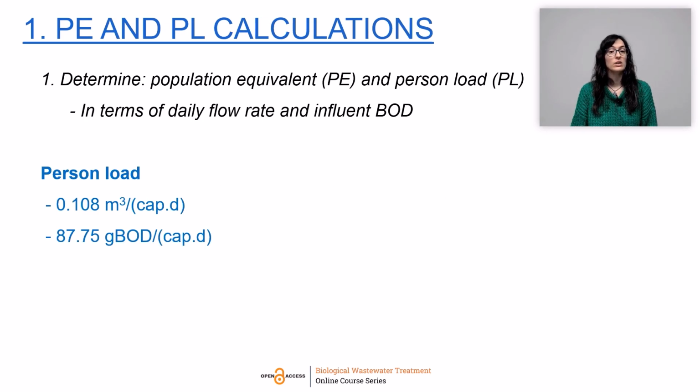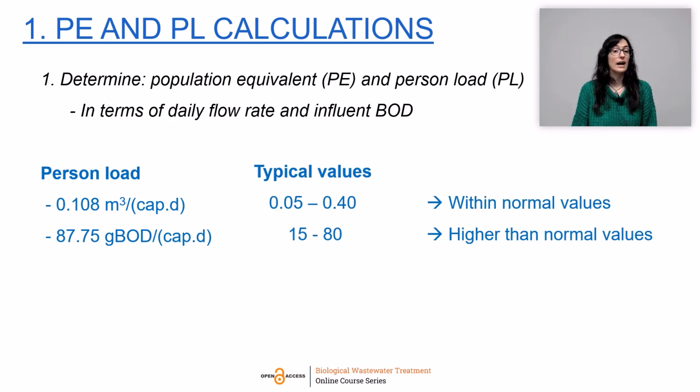So, to sum up, to answer this first question, we have determined on the one hand what is the person load in terms of flow and in terms of BOD. And if we compare the calculated values with the typical ranges, we can see that the person load in terms of flow is within normal ranges, but closer to the lower one. On the other hand, the BOD person load is higher than the normal values. And this is expected since we saw before that the water consumption is low, which means that the BOD concentrations are expected to be higher, and as a consequence, the person load will also be higher.